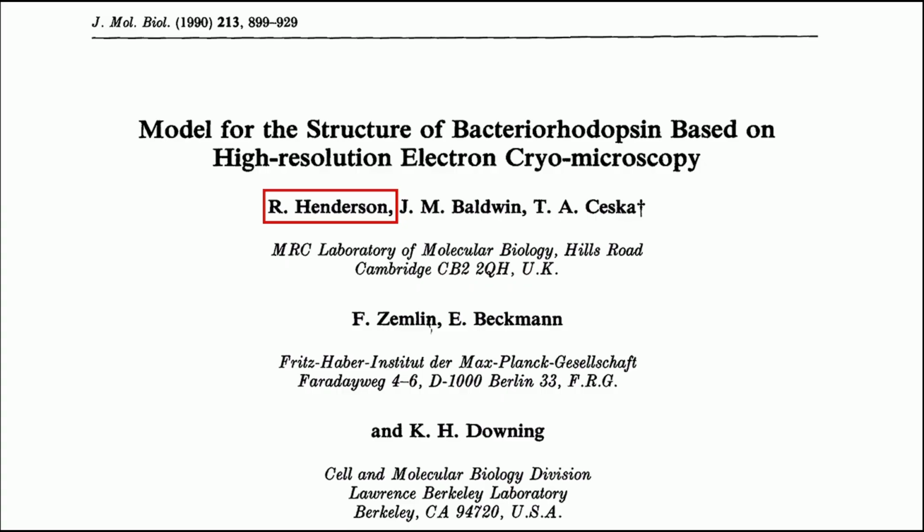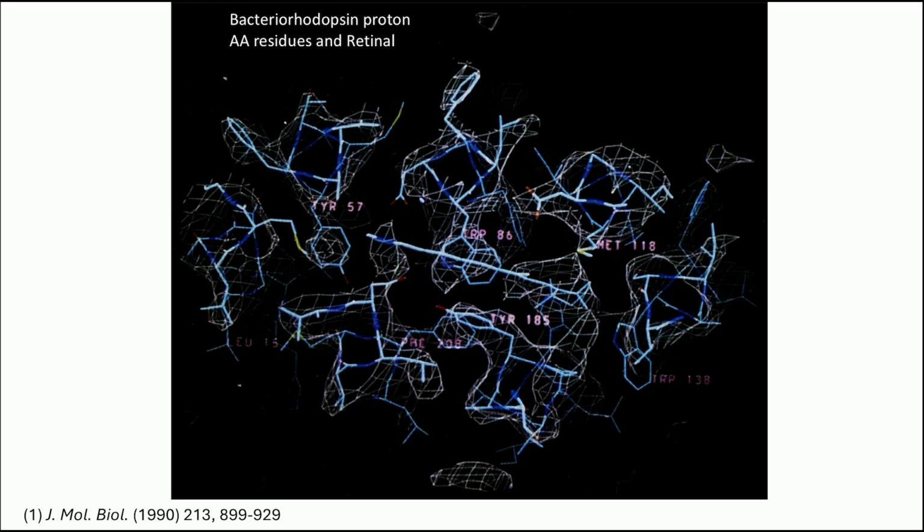So I'm going to talk about the third one, Richard Henderson, who was able to get the second ever structure of a membrane protein. They're very hard to crystallize in their native form. So this is bacteriorhodopsin, and he was able to fit a model in it, and we can see the amino acid residues and the retinal molecule in the center, and that was in 1990.